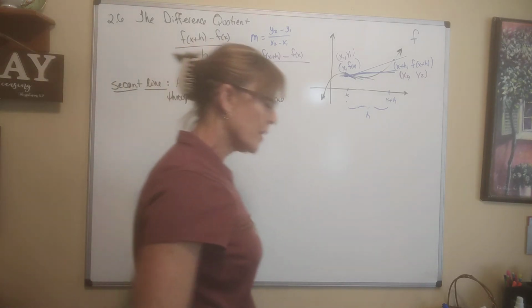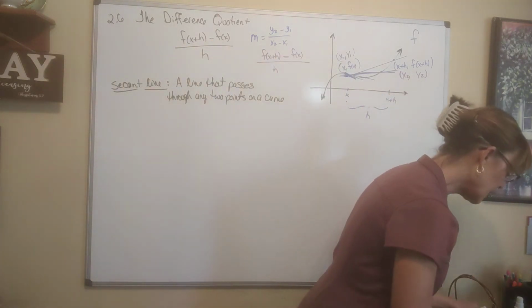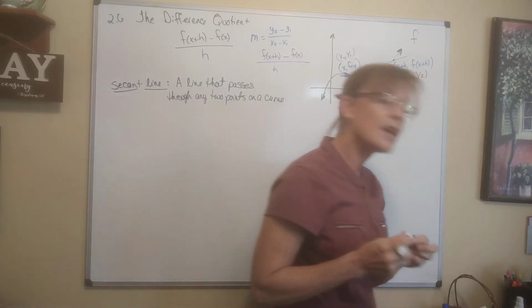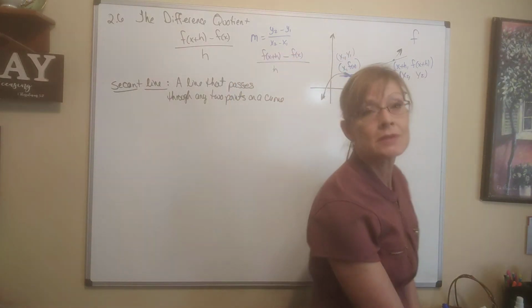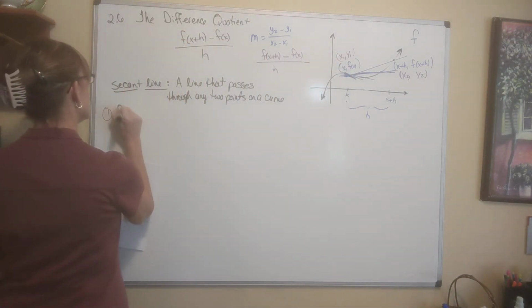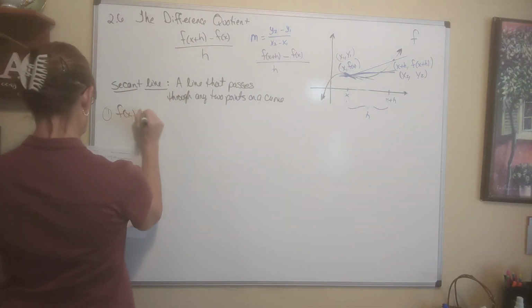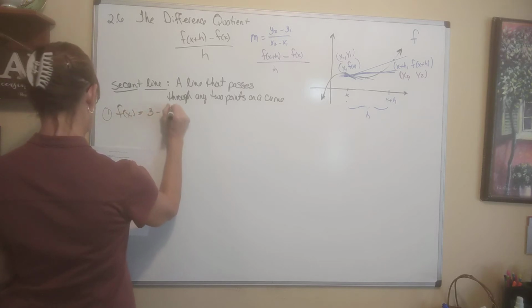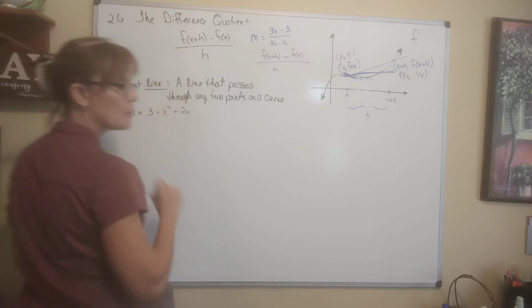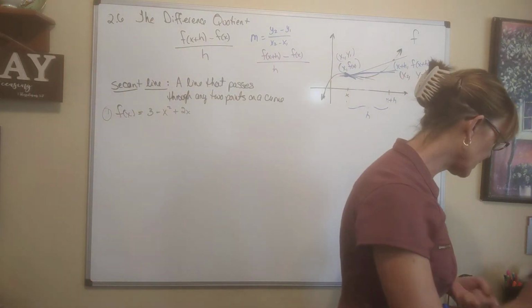Right now, our job will be to construct and simplify the difference quotient for these three functions. And you've done this in college algebra, but maybe not with some of these functions. So the first one, f of x, is 3 minus x squared plus 2x. To construct this, first you have to figure out what f of x plus h is. So let's do that work.